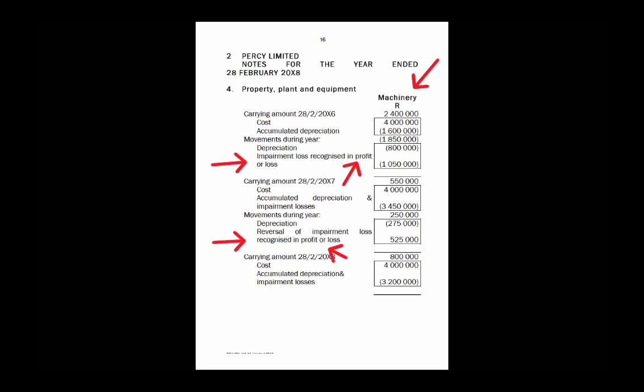You will also note now in your balances, where previously you are familiar with the terms cost and accumulated depreciation, you now see that the line item includes accumulated depreciation and impairment losses.